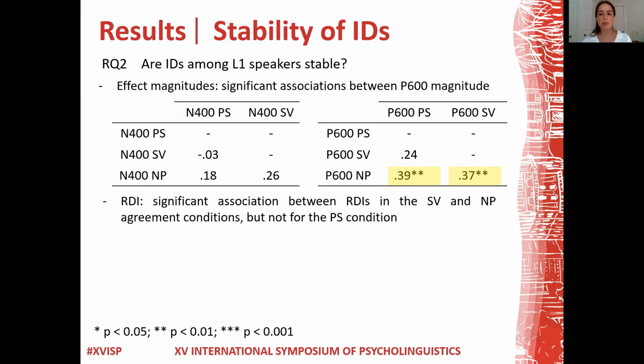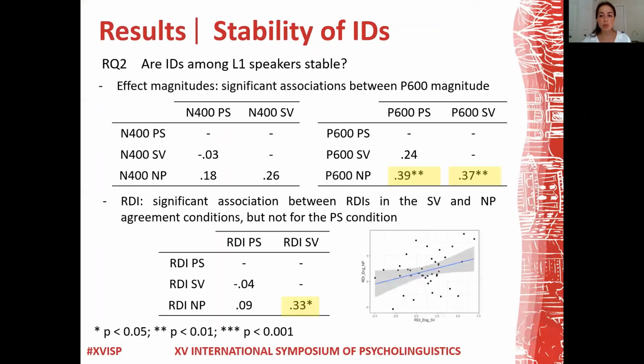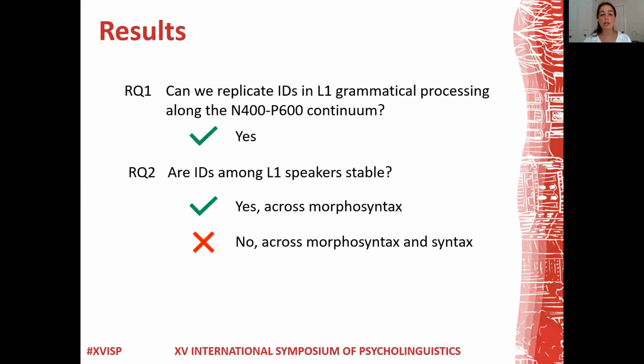Now we are going to examine the correlations across conditions regarding RDIs. And results show a significant association between RDIs in the two morphosyntactic conditions, the subject verb and the noun phrase conditions, as you can see highlighted in the table, as well as in this scatter plot, but not with the phrase structure condition. So going back to the research questions, we see that those individual differences seem to be stable across morphosyntactic conditions. However, this pattern does not seem to extend to processing of syntax.